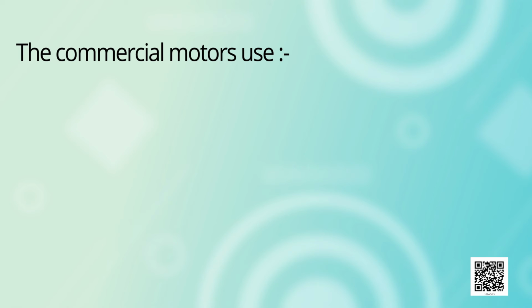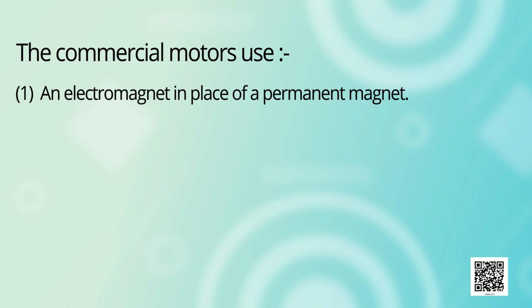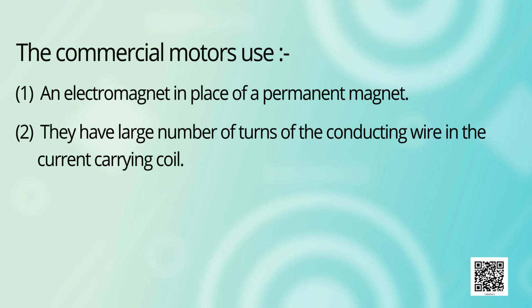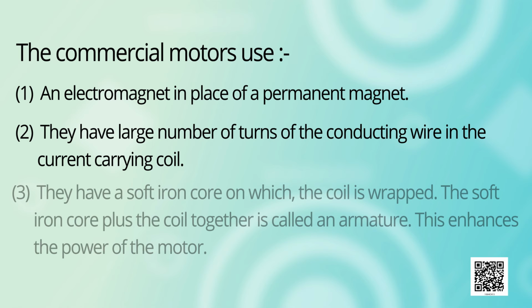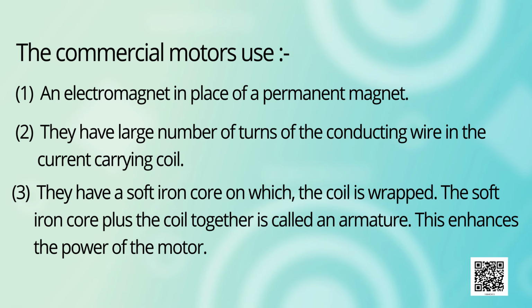The commercial motors use an electromagnet in place of a permanent magnet. They have a large number of turns of the conducting wire in the current carrying coil, and they have a soft iron core on which the coil is wrapped. The soft iron core plus the coil together is called an armature. This enhances the power of the motor.